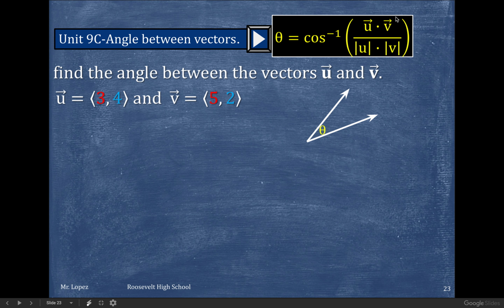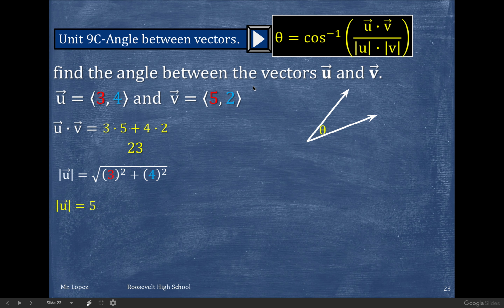So the dot product of u and v would be 3 times 5 added to 4 times 2. 3 times 5 is 15, and 4 times 2 is 8, so 15 plus 8 is 23. Next, we're going to calculate the magnitude of u. The magnitude of u, you see here, is a 3, 4, 5 triangle. You can use the Pythagorean theorem to get it, but it is going to be 5.